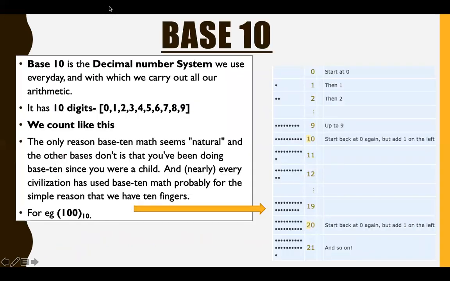Okay, next. Now we are moving to some special bases. This is base 10, our decimal number system, used for all our operations.